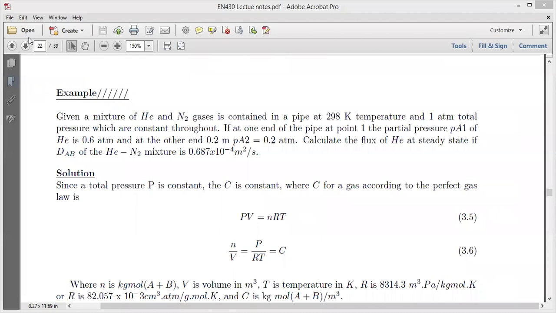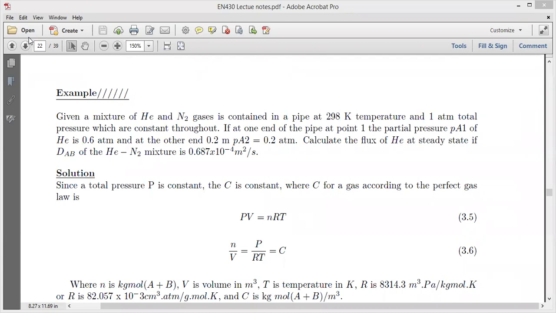Okay, is the question clear? So you have a mixture of helium and nitrogen gases. These are mixed together and they're contained in a pipe that has constant pressure and constant temperature. So the temperature has been given as 298 Kelvin and the pressure has been given as 1 atmosphere. And these are constant throughout.